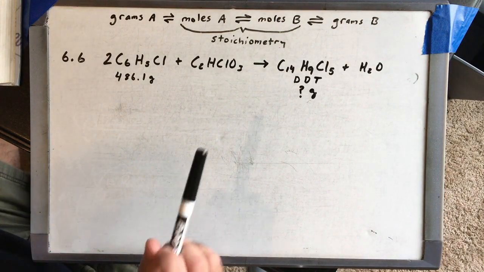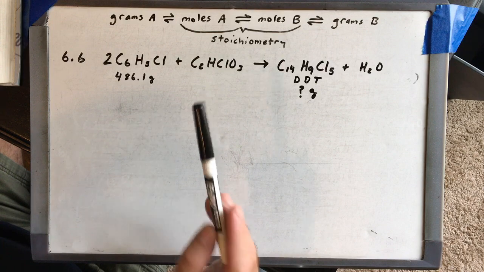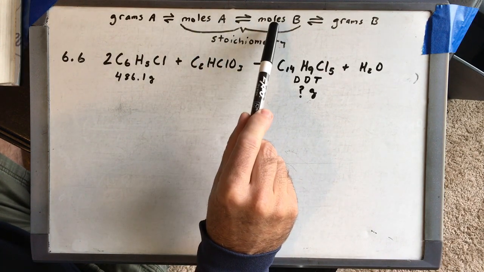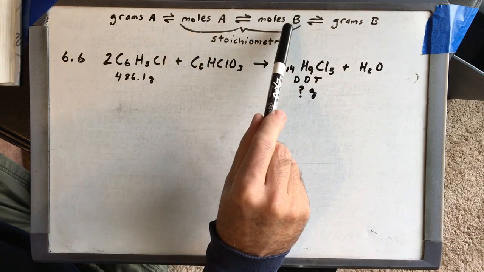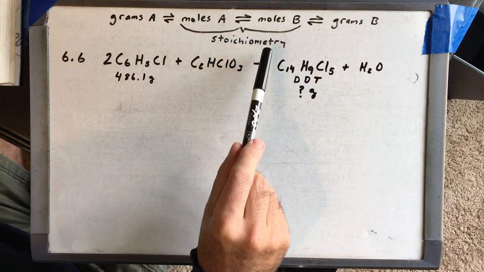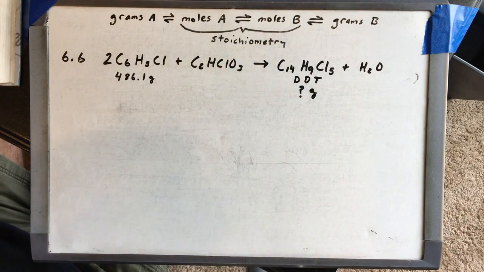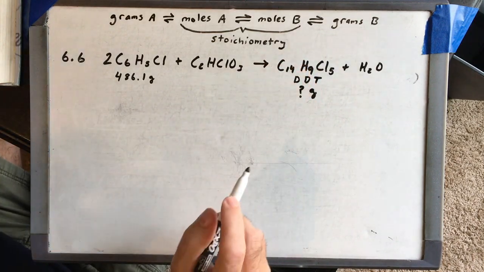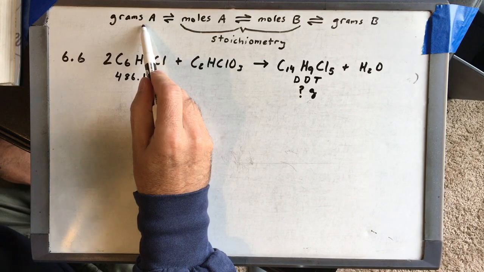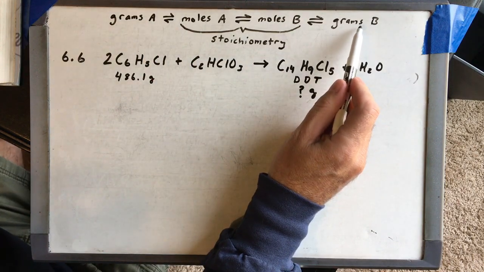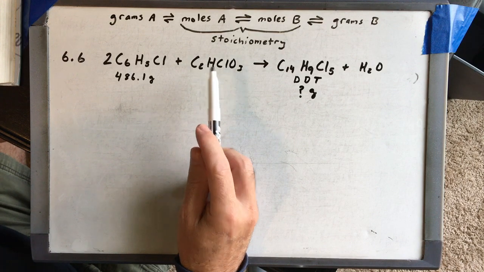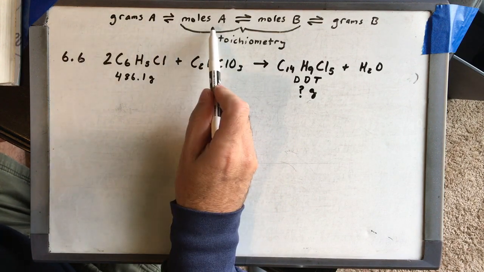All right, so in this lecture, in the last lecture, we just went from moles A to moles B. Moles of substance A to moles of substance B. We call that part stoichiometry. However, we can convert from grams of substance A to grams of substance B by using the molecular weights in the periodic table and doing the grams to moles conversions that we did in Chapter 5.